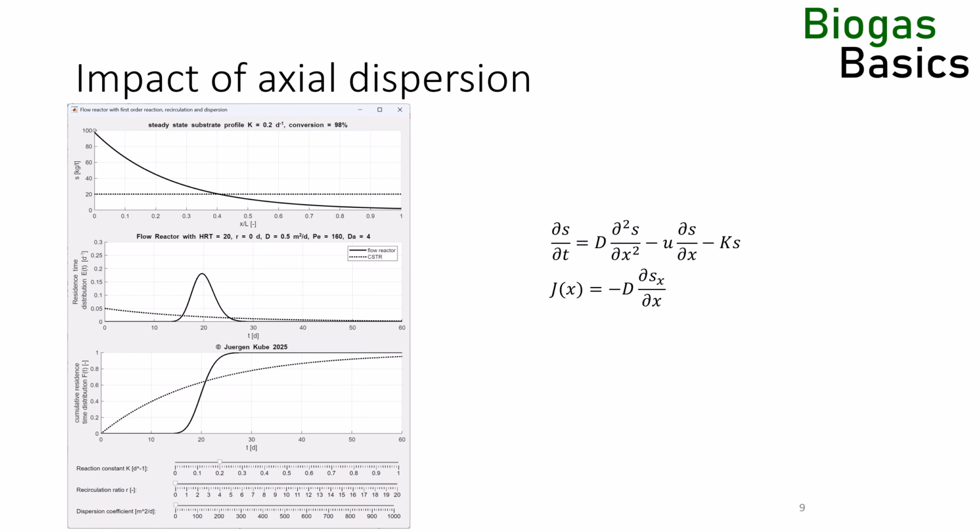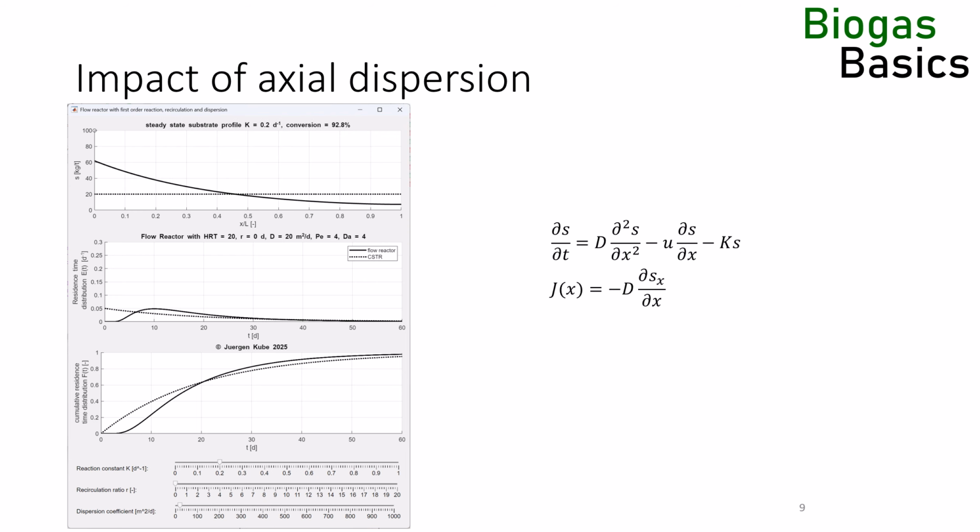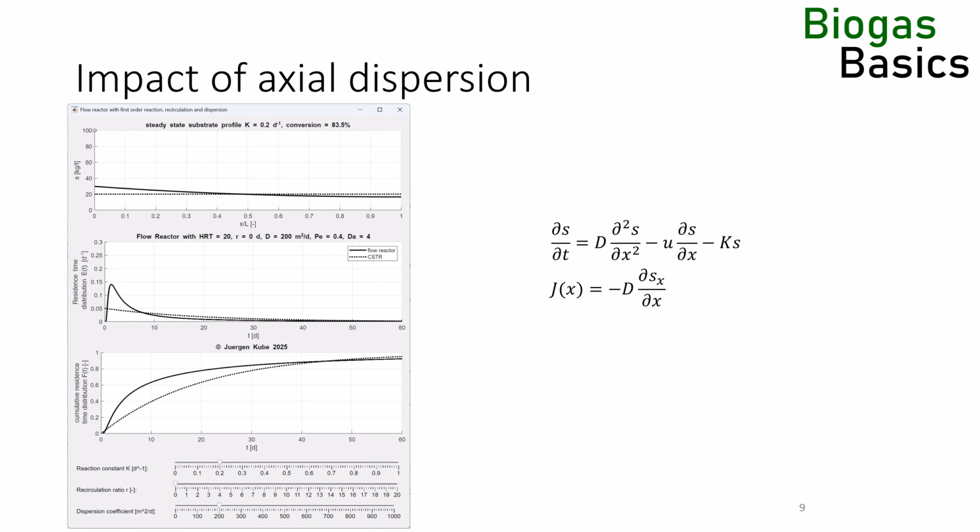The jump in concentration occurs because some of the substrate is transported downstream by dispersion. As we increase the dispersion coefficient, the residence time distribution function becomes wider and it starts to become skewed to the right. The substrate concentration at the inlet decreases while the concentration at the outlet of the reactor increases, meaning that the reactor becomes less effective in converting substrate.